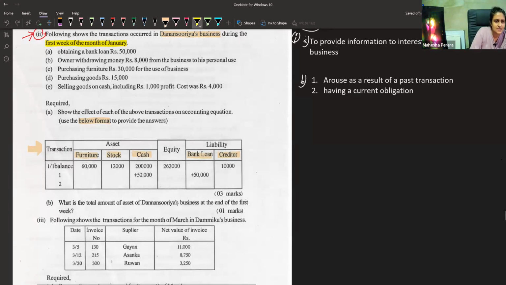And now what is this? This is the 1st of January balance. This is the opening balance. This is our opening balance.